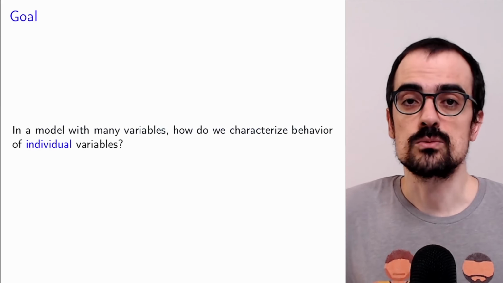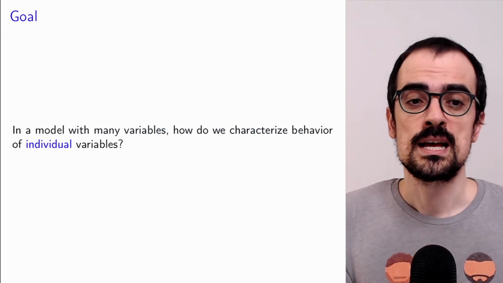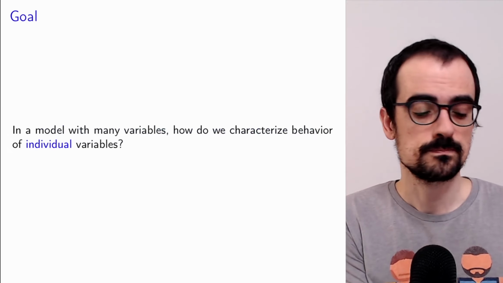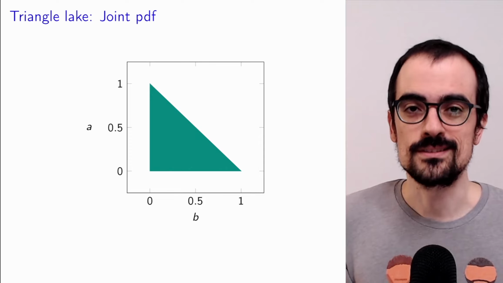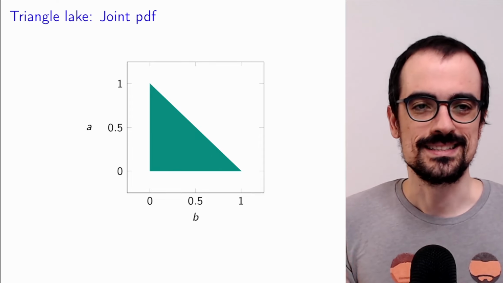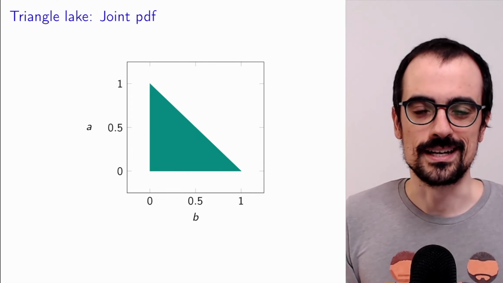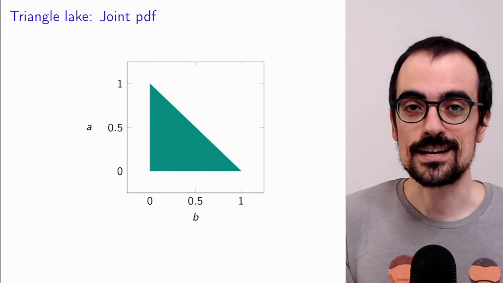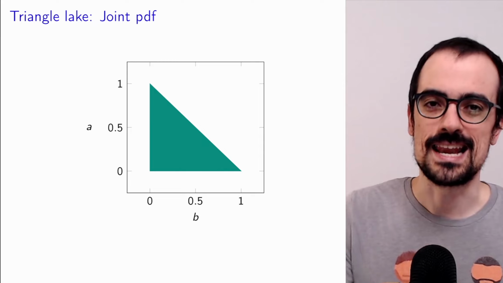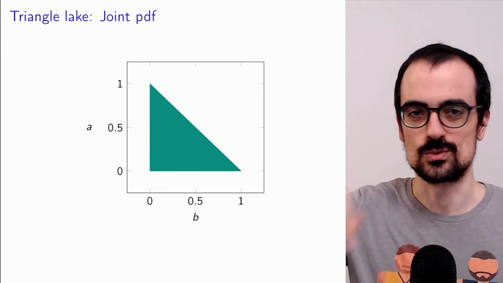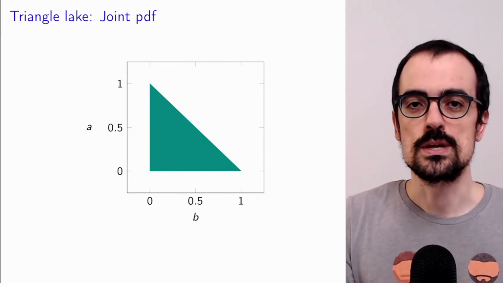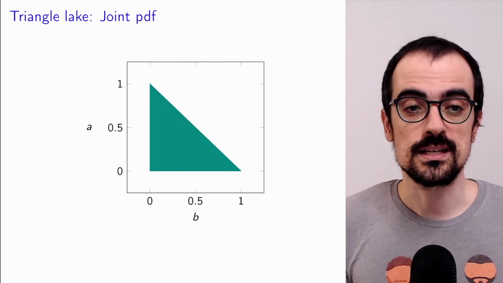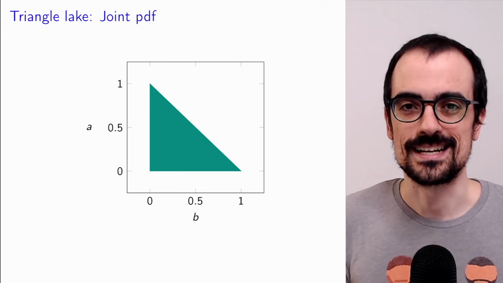Our motivation is that if we have a model with many variables, how do we characterize the behavior of individual variables? For example, here we have this cartoon example that we've been using where the density is constant in this triangle. Remember that the triangle represents a lake where there's an otter that is swimming in the lake and we don't know where it is. We model its location as having constant density within this triangular lake.